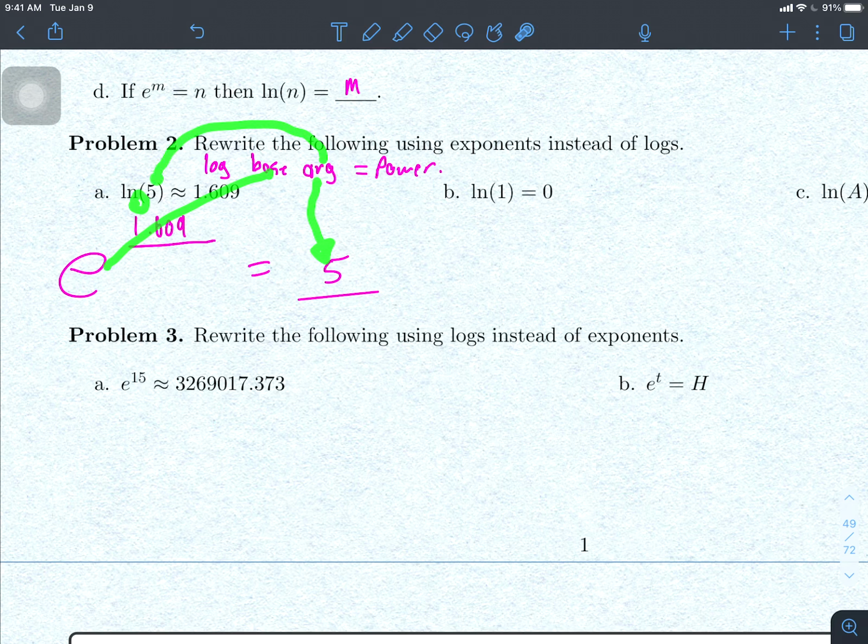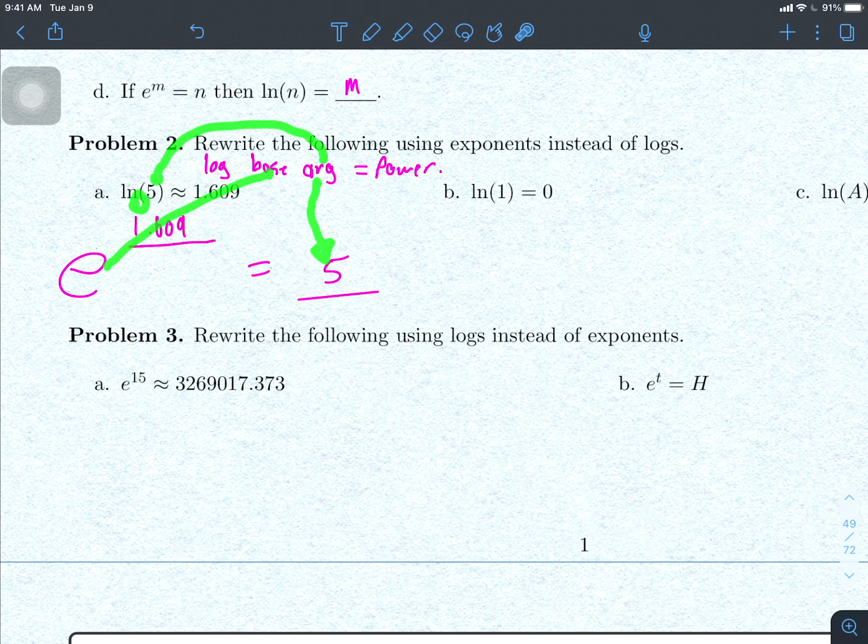All right, next one is an easy one. ln of 1 equals 0. Well, the only way we could put this together would be e to the 0 equals 1, because e to the 1 would just be e, and we know that e is not 0. If we did e to the 1 equals 0, this isn't true, because e is roughly 2.718 dot dot dot. I think this is getting a little repetitive, so we can move on to the other direction.